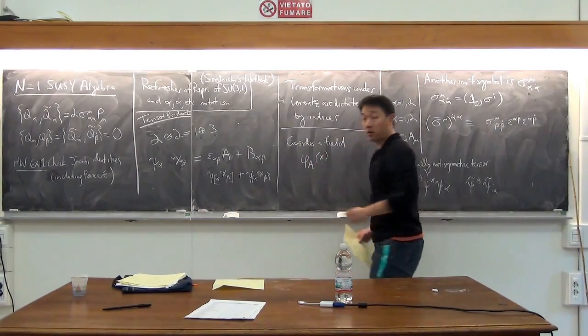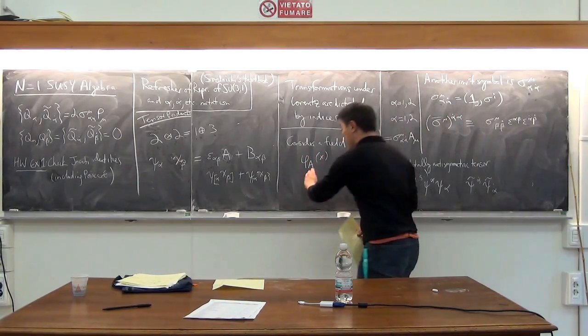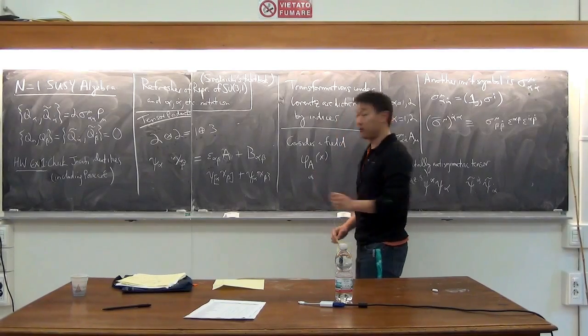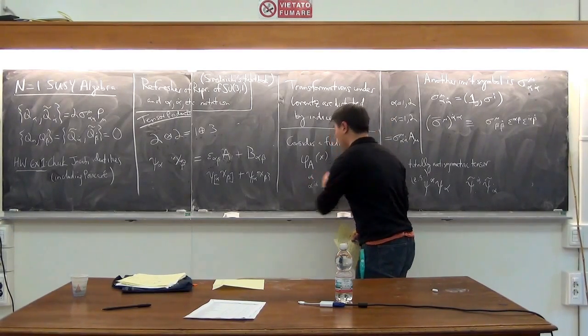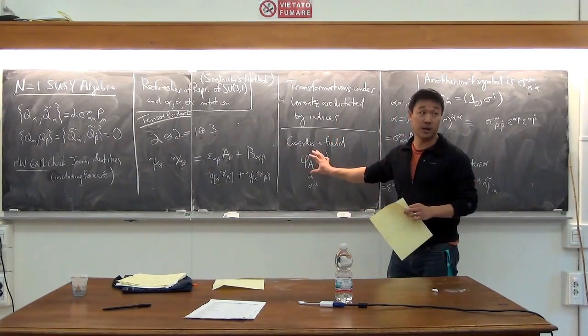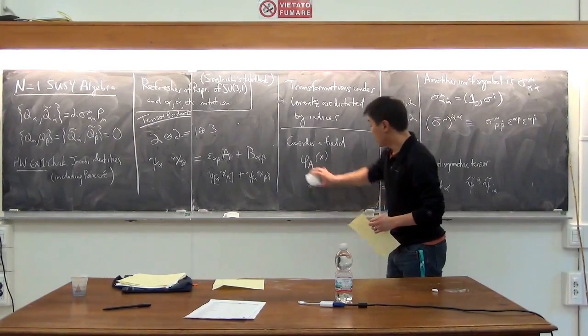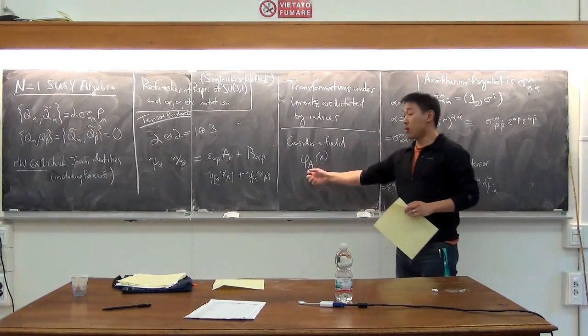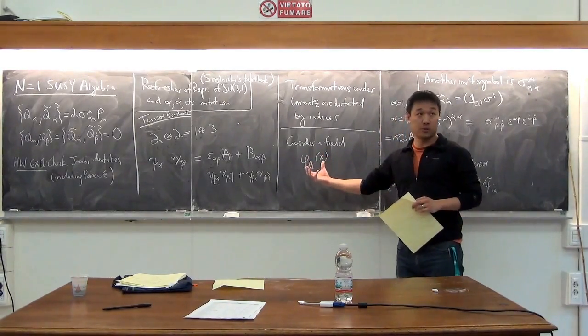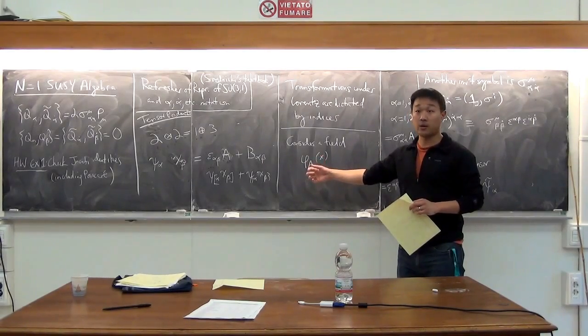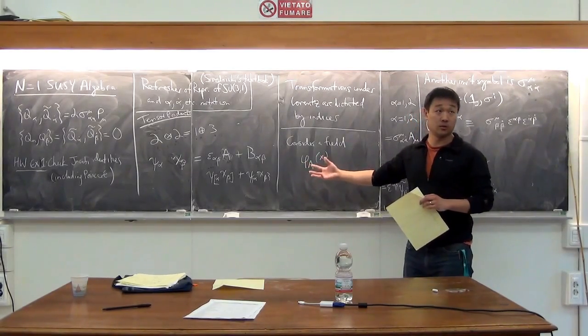Okay, so for instance, for a spinor, this could be alpha. For a vector, this could be alpha, alpha dot. I'm just going to denote them all collectively by capital A. Okay, so just knowing what these indices are, and if this is an irreducible representation, then you know how this thing is going to transform under the Lorentz group, right?